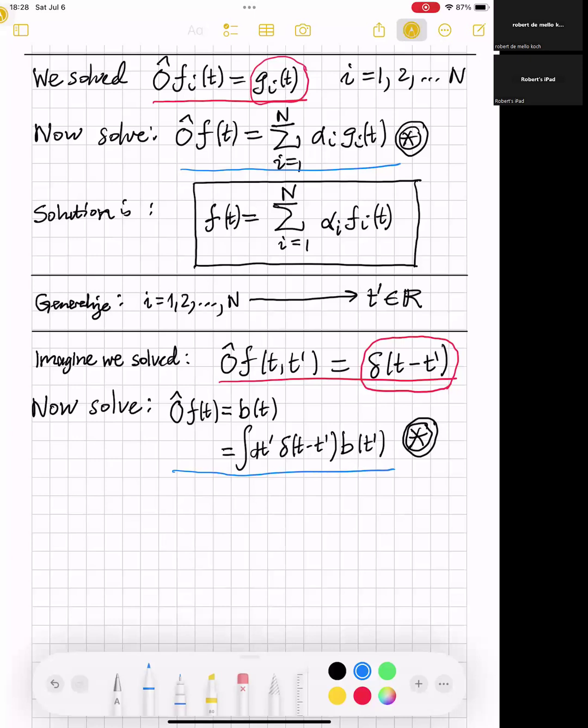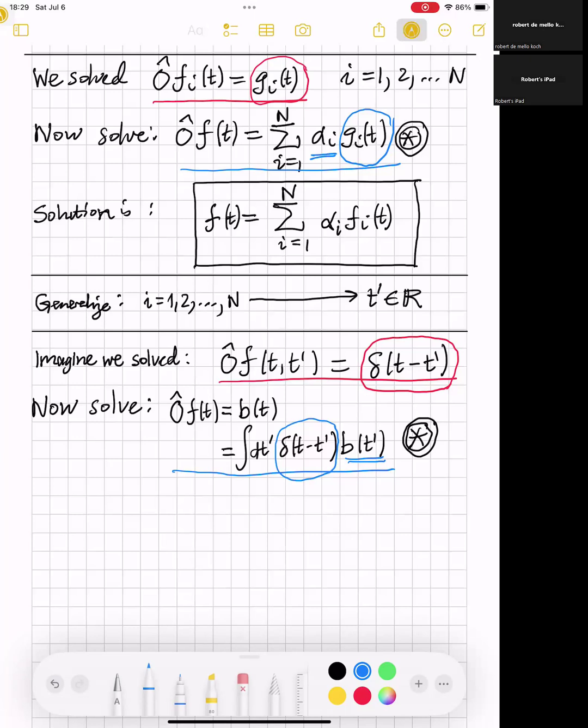And I want you to look at the right-hand side of these two equations. You can see that gi of t appears inside this equation, and inside this equation, delta of t minus t prime appears. Okay, so those equations are completely analogous. It also lets us see that what we're calling alpha i in this equation is actually what we call b of t prime inside this equation.